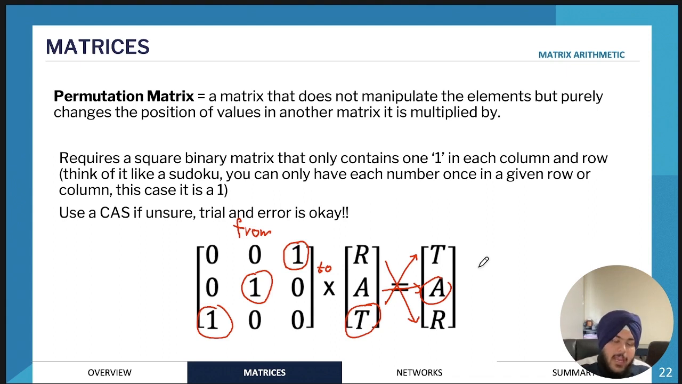So a little bit of trial and error if you're using your CAS. So try doing a lot of various different permutation matrices. Try multiplying it with RAT to get to TAR. So a lot of trial and error, but you will eventually get there. So this is not something that would be really hard, but something important to know is that when you're using a permutation matrix, when you're multiplying it, it comes before the matrix that you want to change the order of. So just a few important things to know if you are going to be using trial and error.